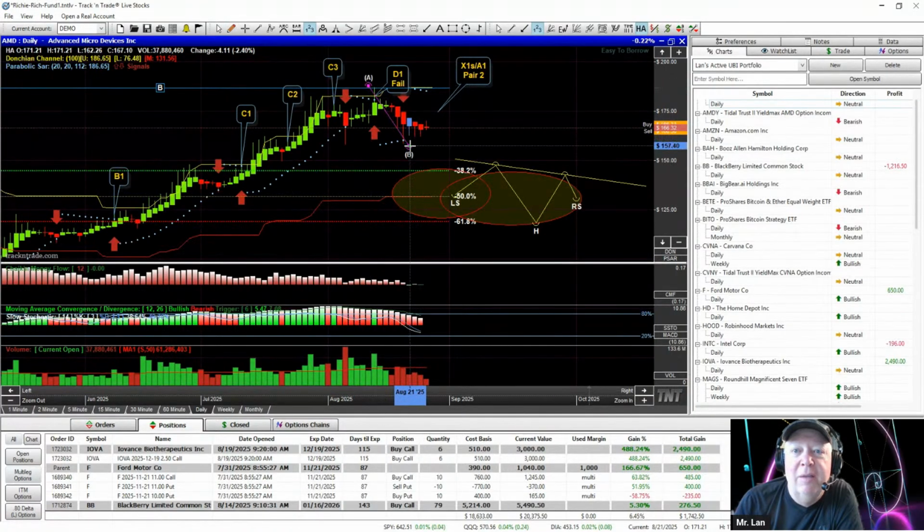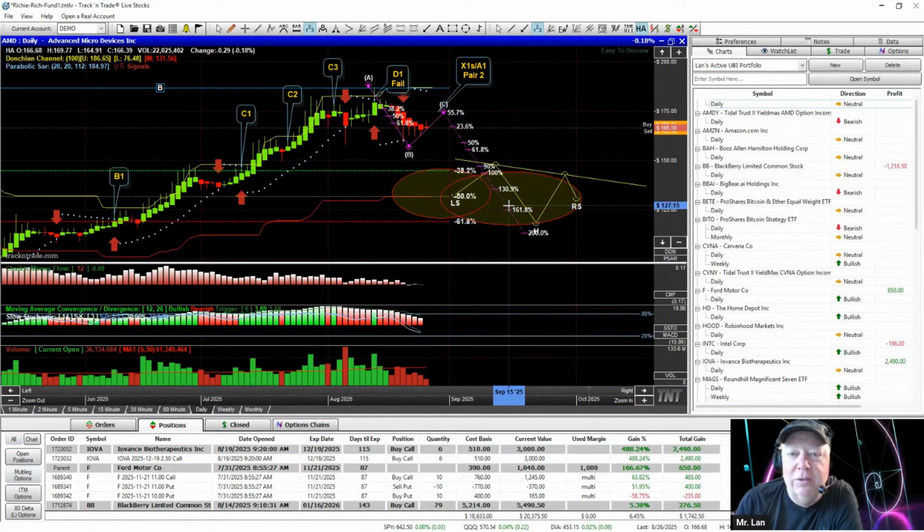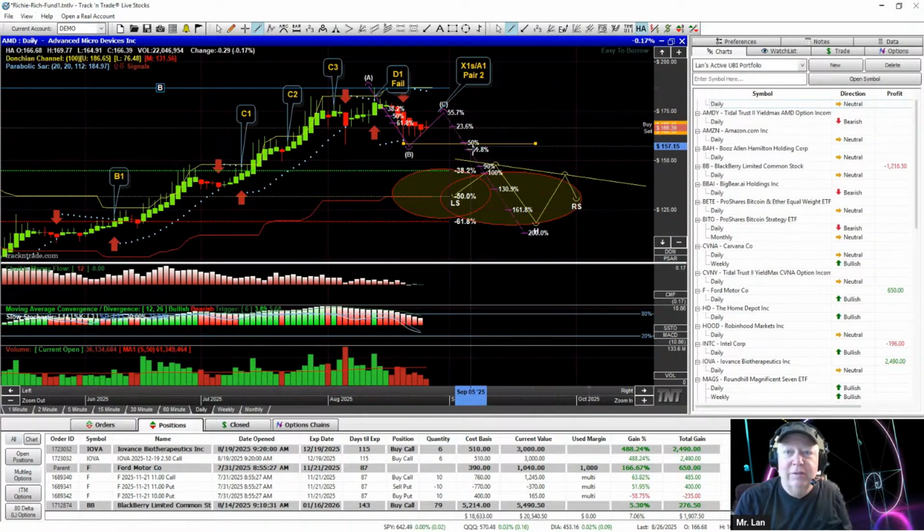So down, A, B, and I'll wait for it to come back up, make a little B point in there, C point, and then drop once again. And we want to see it come down and break that previous low down in there. And if it does, that would come back down to 150.61.